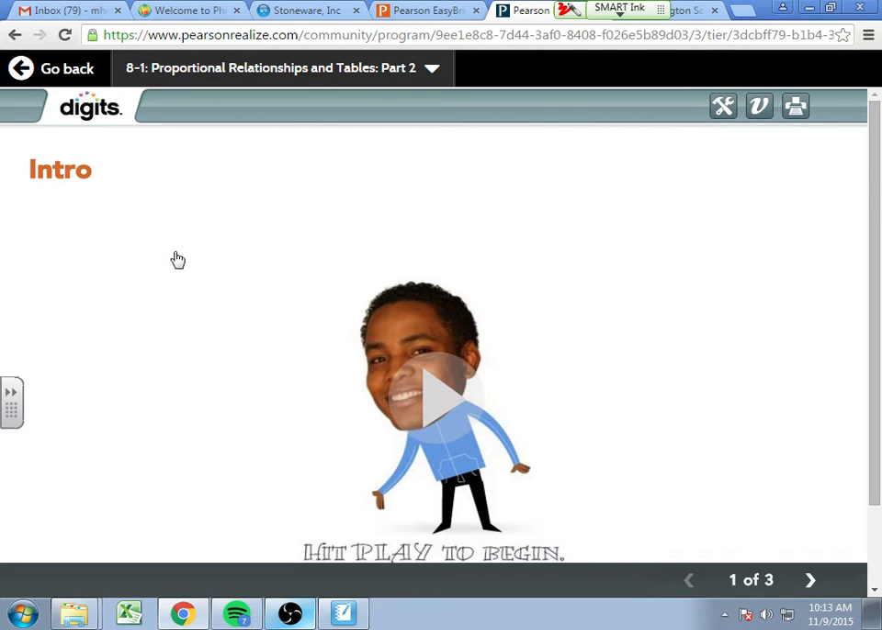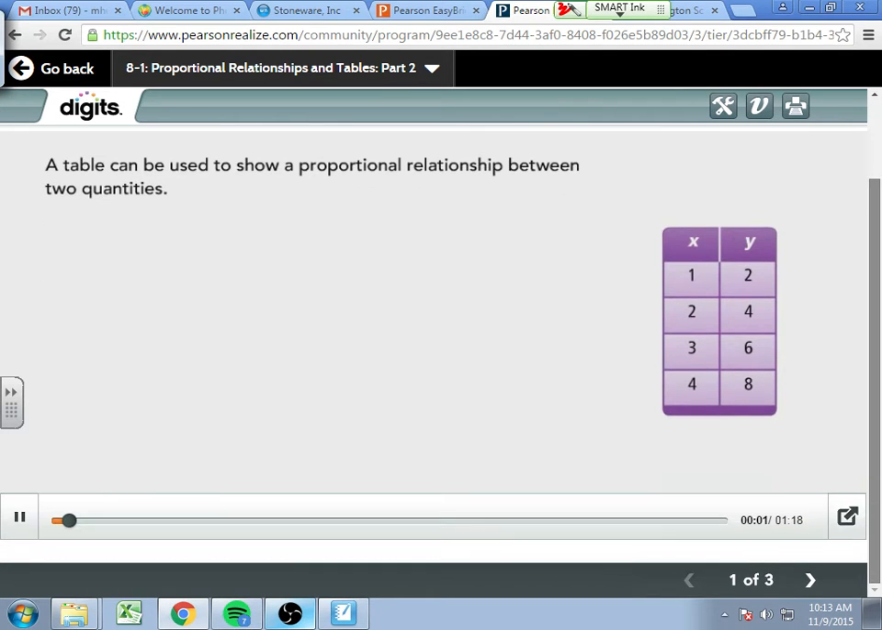So let's try these 4. Tables can be used to show a proportional relationship. That's really loud on the video, which is also why I feel really bad. So this is the first one. I rearranged your notes to look a little different, so it was easier to see. This is the first table on the left there.